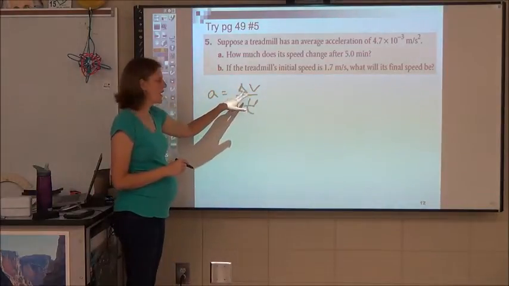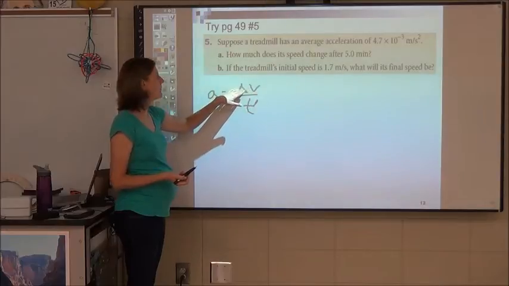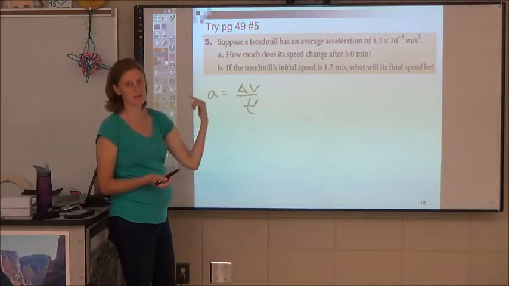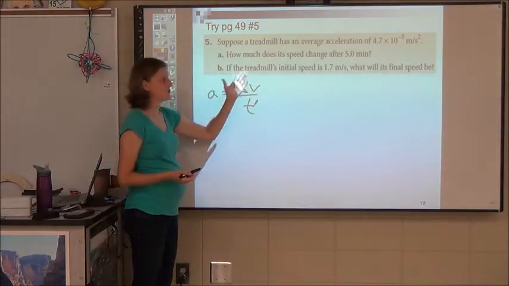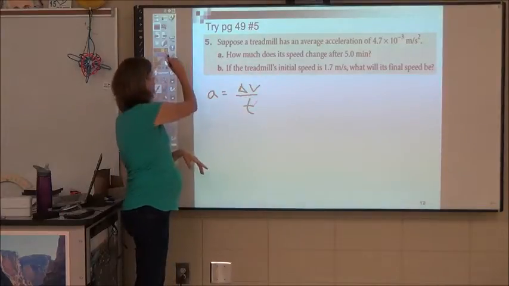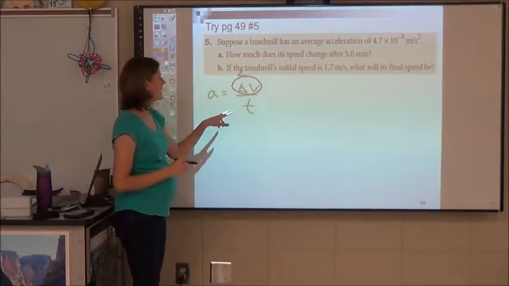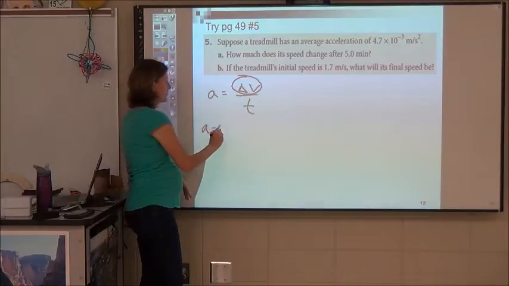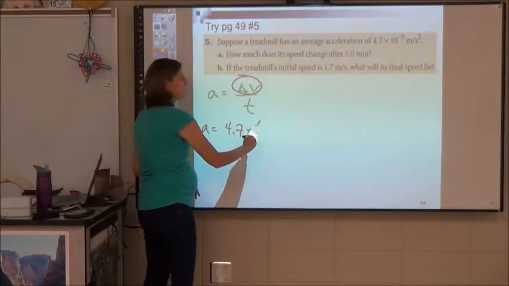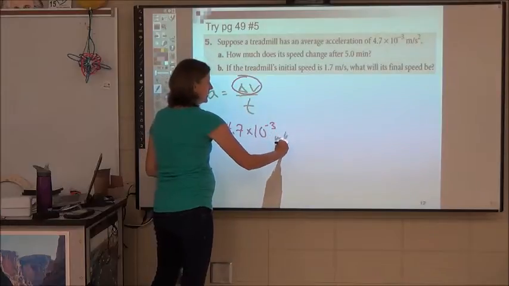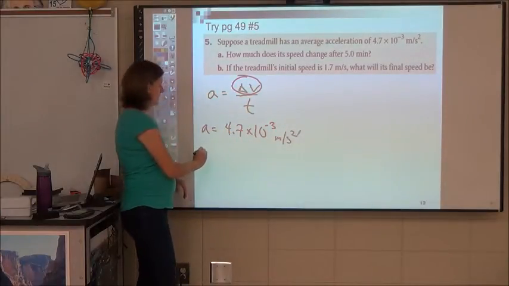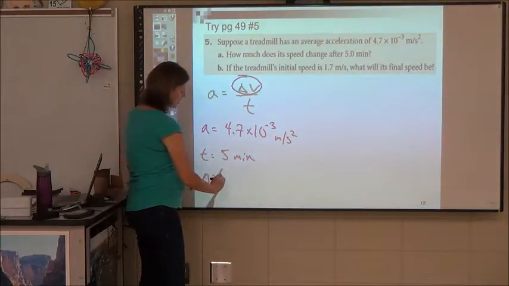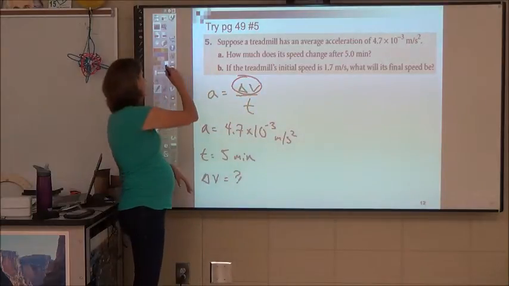You know, technically we say that's change in velocity, but if everything is in the same direction, like it's not that example I gave you where someone's running in a circle, then it would also be change in speed. So really they're just asking to solve for this top part, but I should quickly list what I know, check my units. I know my acceleration rate is 4.7 times 10 to the negative 3 meters per second squared. I know my time is 5 minutes, and I want my change in velocity. In this case, same thing as change in speed.